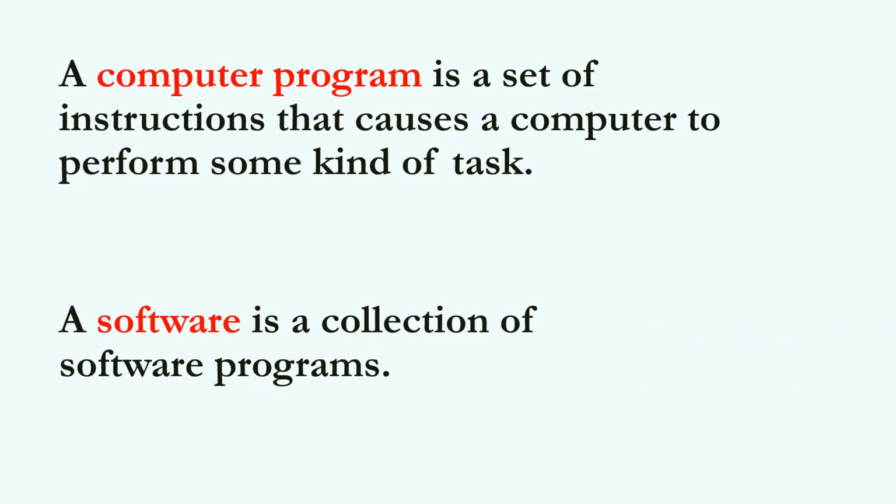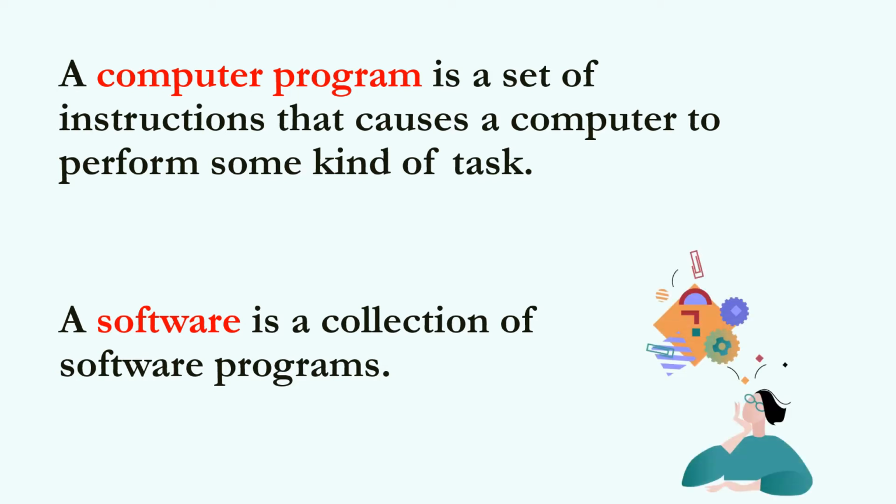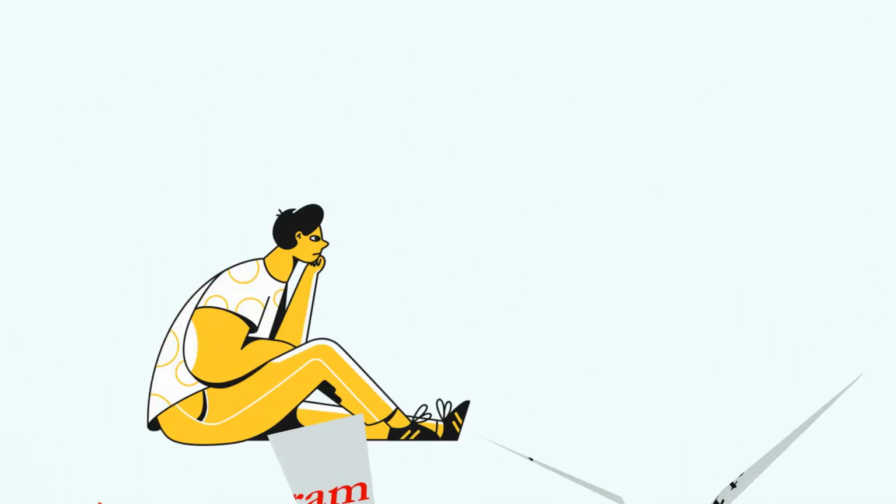A computer program is a set of instructions that causes a computer to perform some kind of task. And a software is a collection of different software programs. Oh, a lot of info to process? Then let's understand it this way.